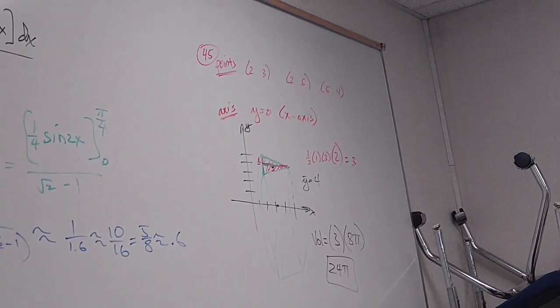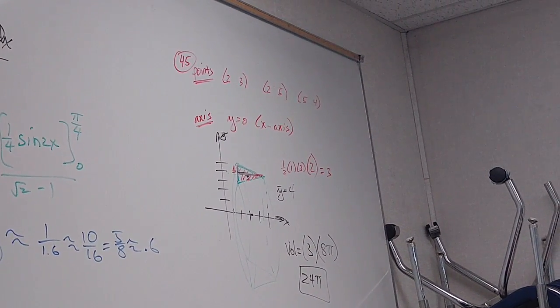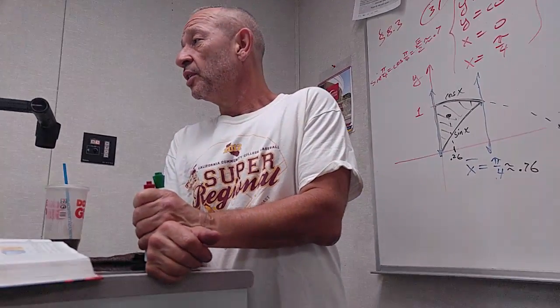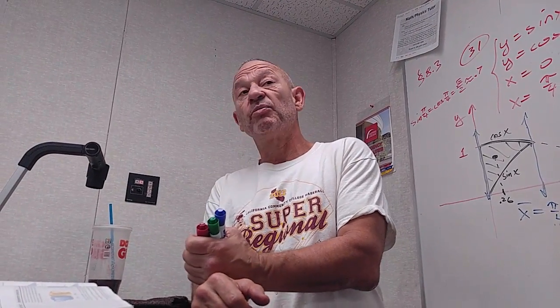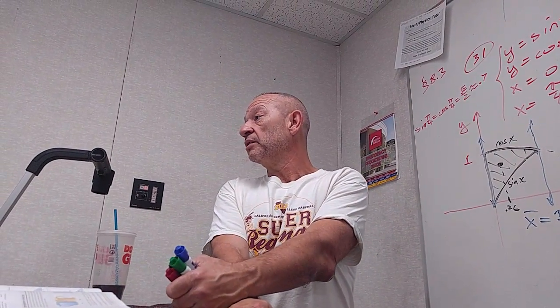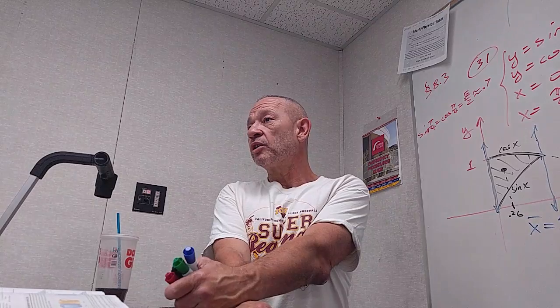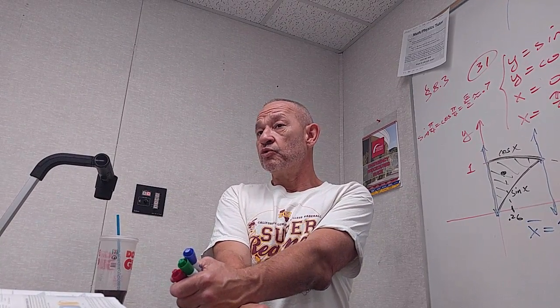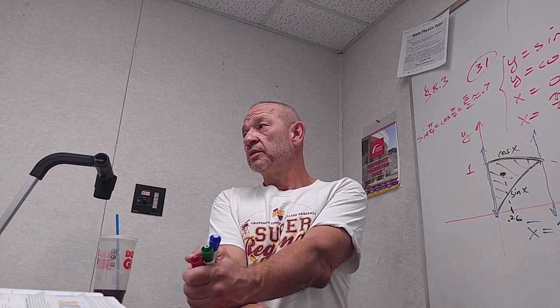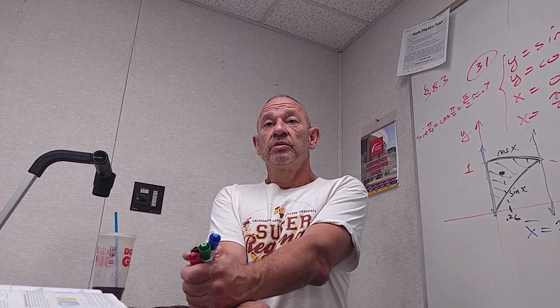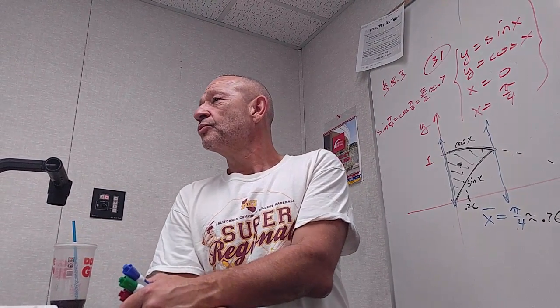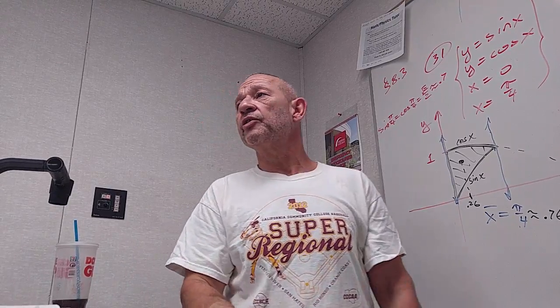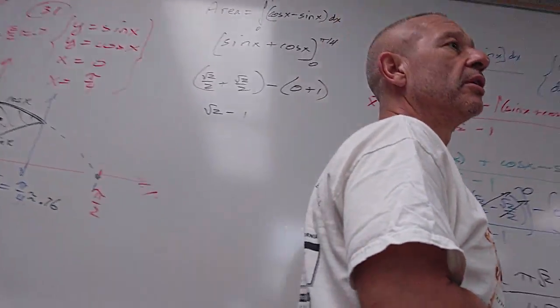If I don't give you a situation like that, or if I had rotated it around the y-axis, now you need x bar. X bar is not on a line of symmetry. You would have to calculate x bar, either through geometry or through calculus. So if you're going to use calculus, how do you calculate x bar?